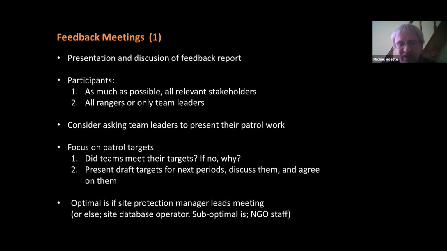In some situations, somebody from the NGO staff will have a big role in these meetings. That is also not optimal. And also the problem is that as long as NGO staff needs to do this, the system isn't independent from outside support.